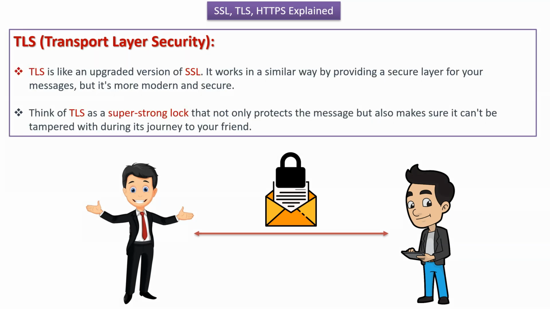TLS is nothing but transport layer security. TLS is like an upgraded version of SSL. TLS works in a similar way by providing a secure layer for your messages. But TLS is more modern and secure. You can think of TLS as a super strong lock that not only protects the message, but it also makes sure the message cannot be tampered with during its journey to your friend.